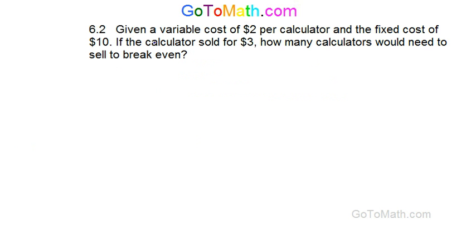Okay, so we're given a variable cost of $2 per calculator and a fixed cost of $10. If the calculator sold for $3, how many calculators would need to sell to break even?